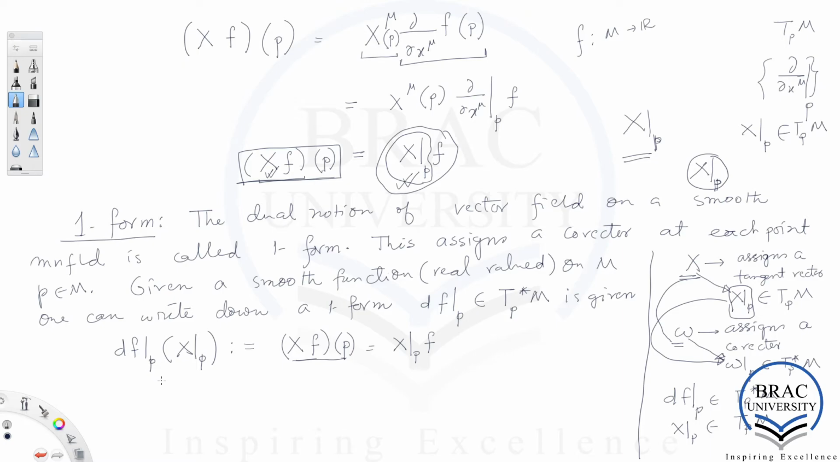So this guy belongs to TP star M, this guy belongs to TPM, and this is just a number. Okay, this is how we define the action of an element of TP star M onto an element of TPM, resulting in a number. Good.